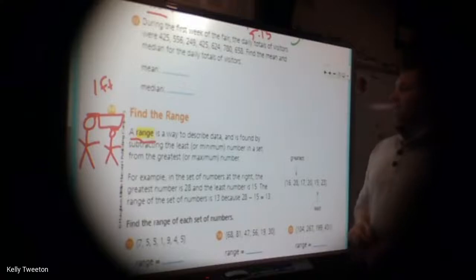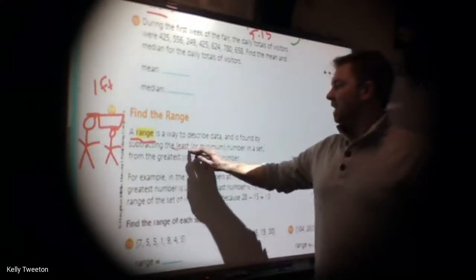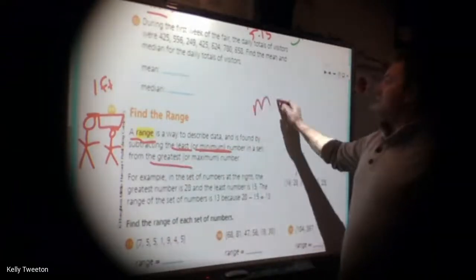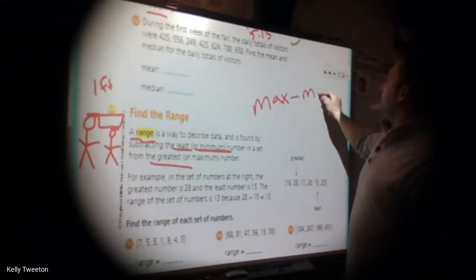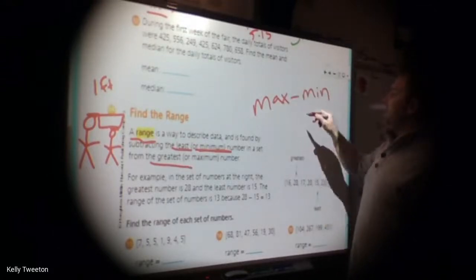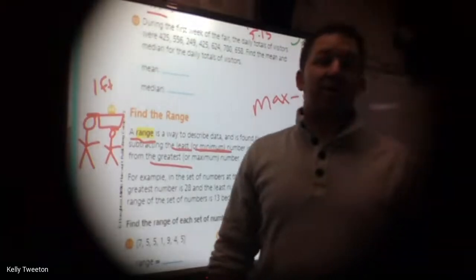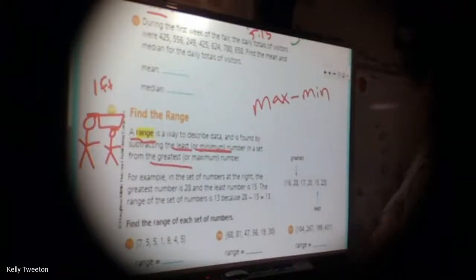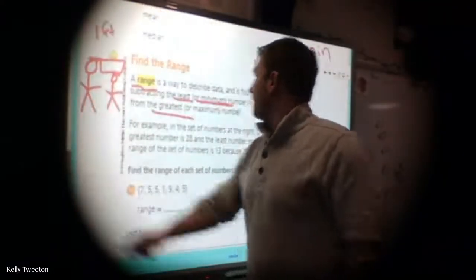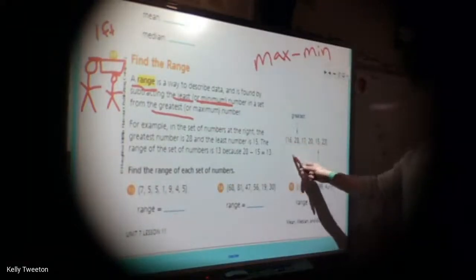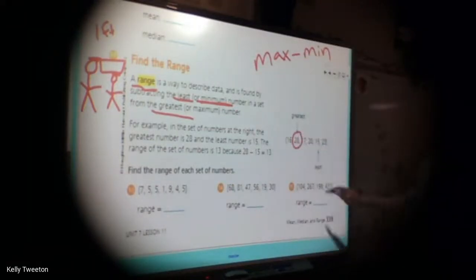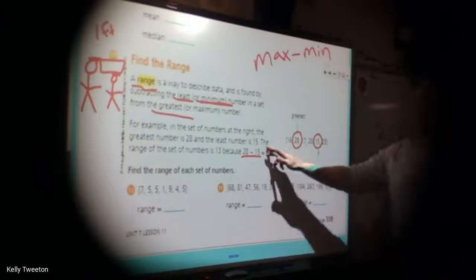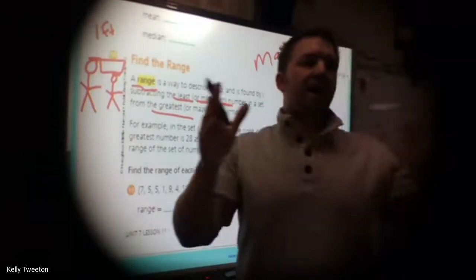Range is a way to describe the data, and it's found by subtracting the least, or they'll call it the minimum number, from the greatest. So I always say it as max minus min. So your biggest minus your smallest. That's all you have to do to find the range. So it's pretty easy. Find the biggest, find the smallest, and subtract them. Okay, so if we take a look at the numbers right over here, we have the example that they have all these numbers. They picked out the biggest number. They picked out the smallest number. So they subtracted them, and your range is 13. It means those numbers span by 13.